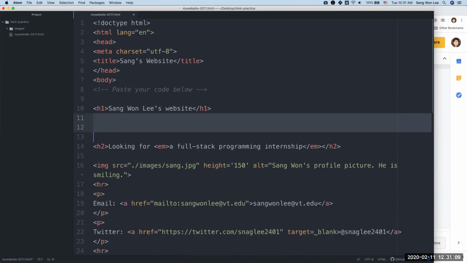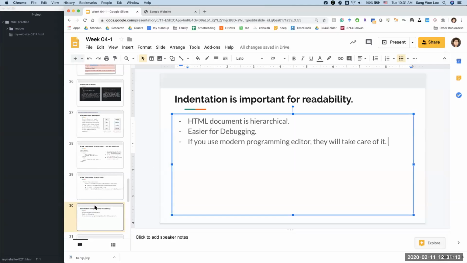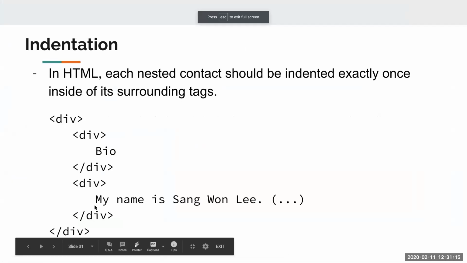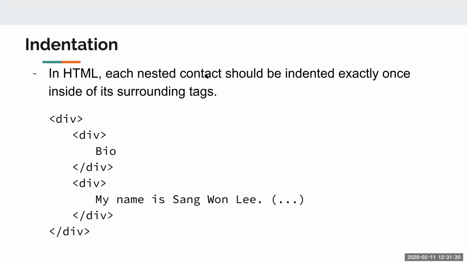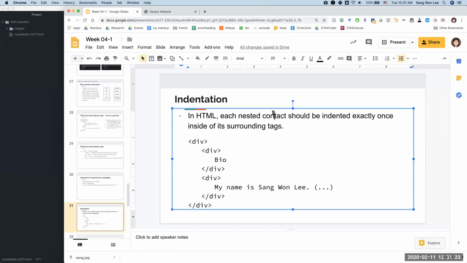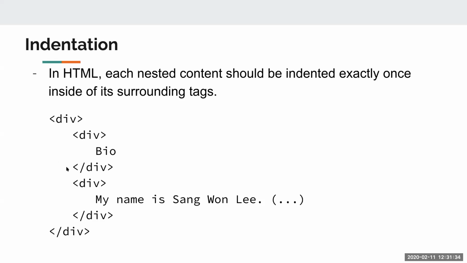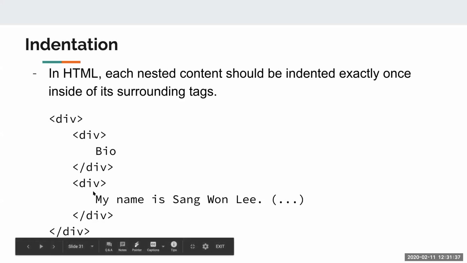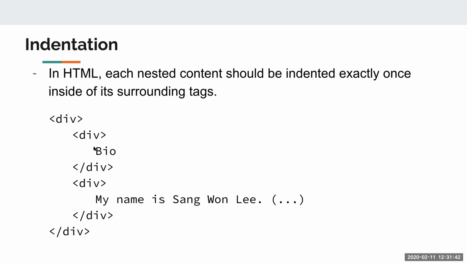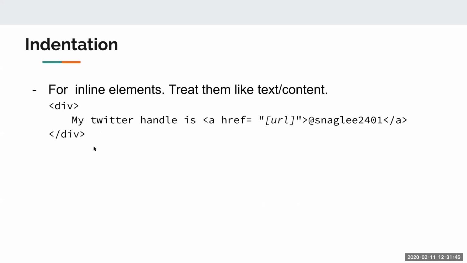Obviously, each nested content should be indented exactly once inside of its surrounding tags. So if you have a div, and then you have this indentation, and then indented space, and so forth. And then the content should be done with line breaks, so that you can see that this is a block element. For inline elements, treat them like text or content.